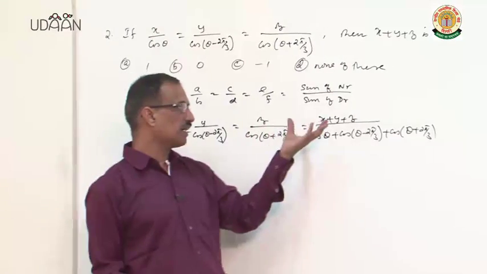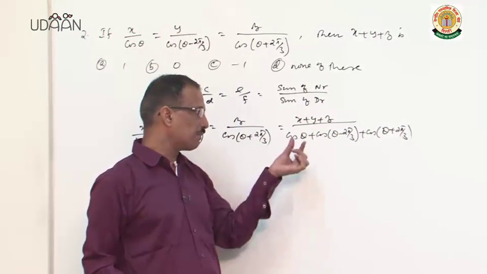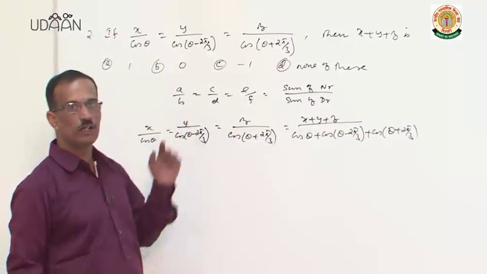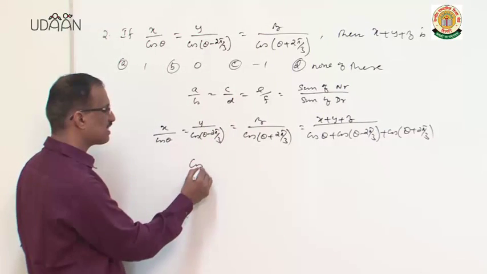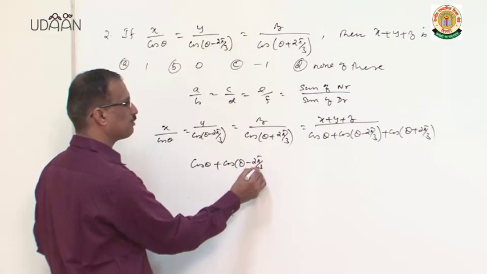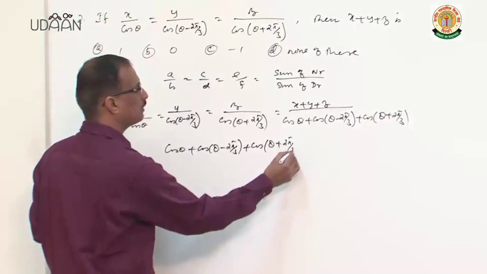Now, what we have to find out? We have to find out the value of x plus y plus z. So, for that we must know the value of this. If you know, then we can move into the question. So, what is cos theta plus cos of theta minus 2 pi by 3 plus cos of theta plus 2 pi by 3?